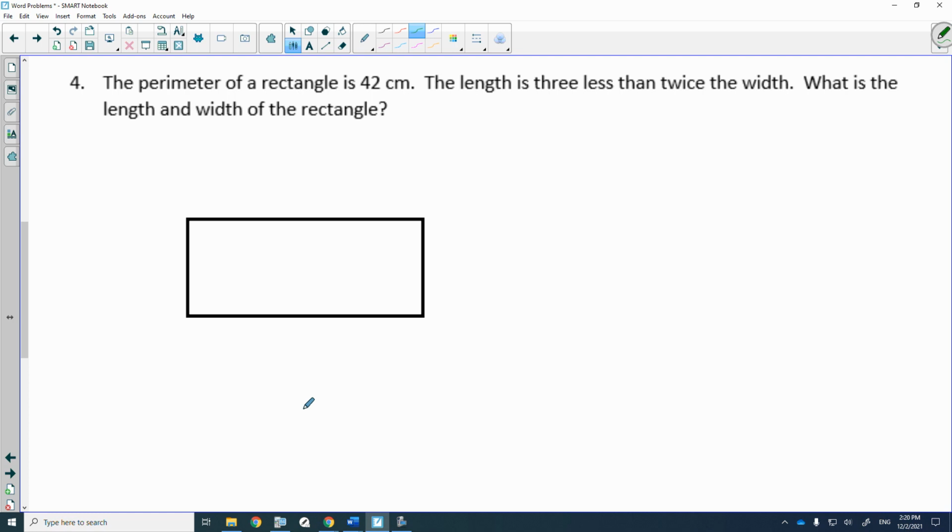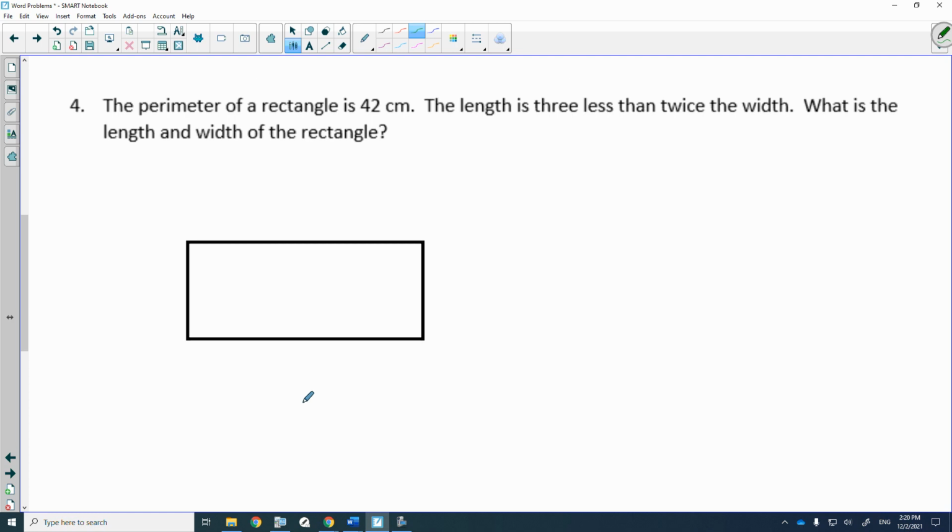Okay, set up these two systems. The perimeter of the rectangle is 42. So remember, this one doesn't change. What's going to happen in 20-1, it's going to change from perimeter questions to area. So it'll be the area of the rectangle is, so length times width. But perimeter is 42. Second system, length is 3 less than twice the width.